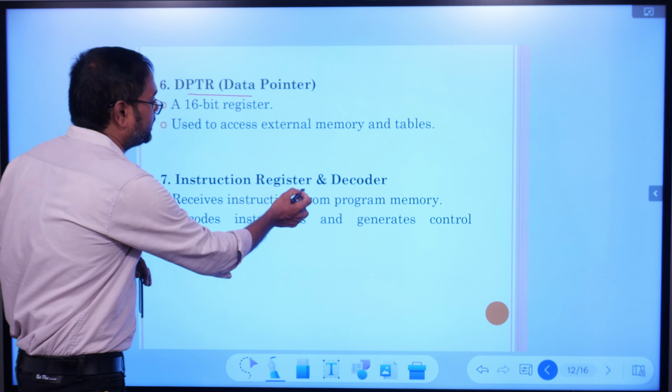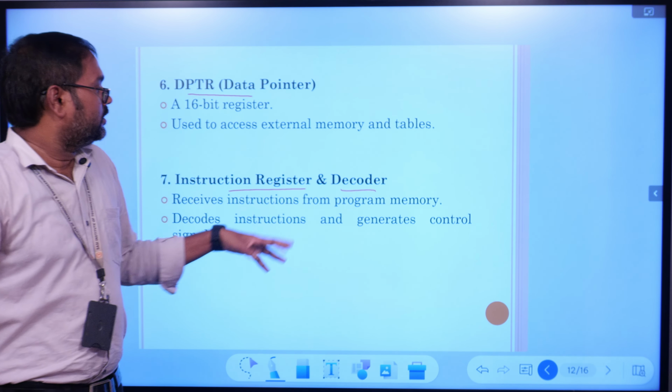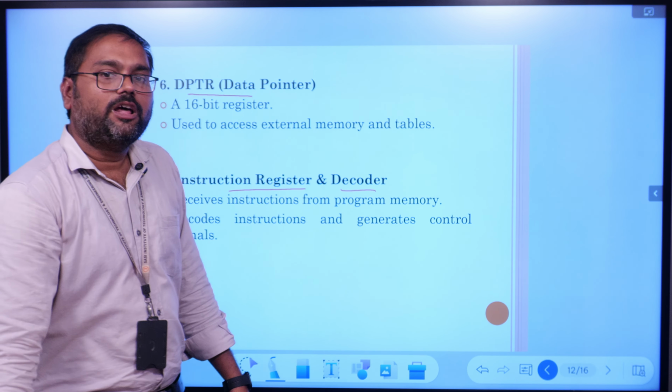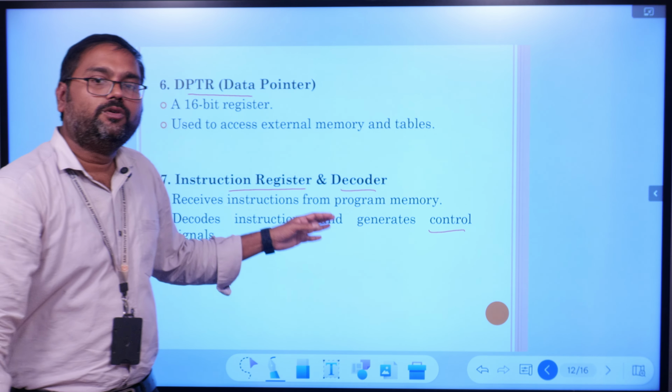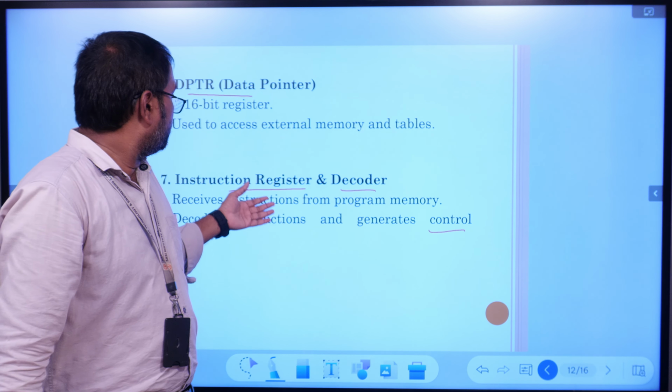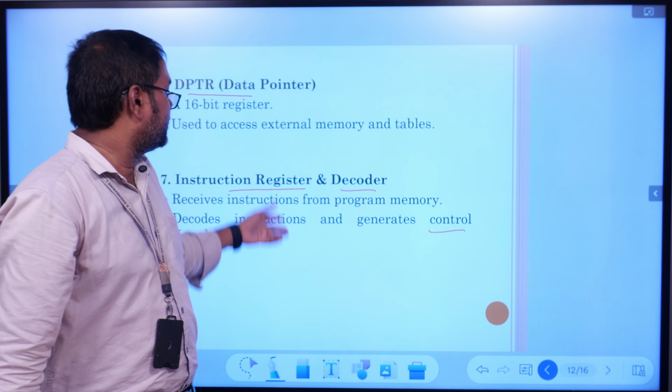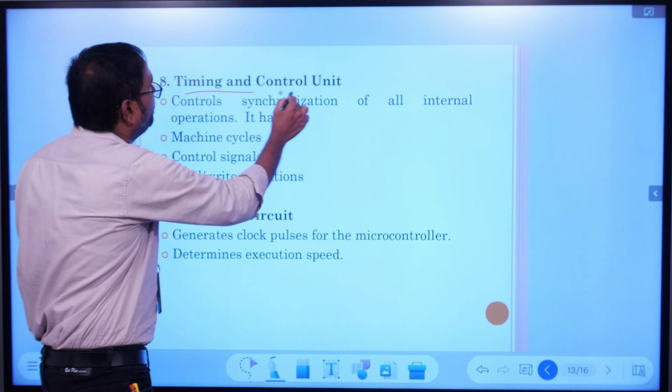And next one is the instruction register and decoder. From the program memory, after fetching, the instruction will be stored in the instruction register, and this instruction will be decoded by the decoder and it generates the control signals. The purpose of the decoder is to generate the control signals in line with the instruction in the instruction register.